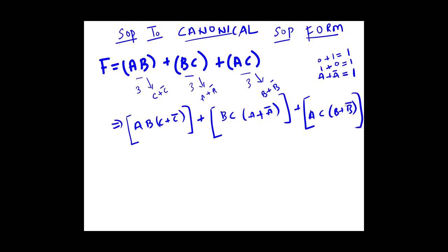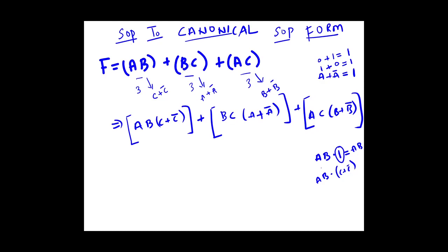So in this equation, even if I don't add this, the sum would be the same. Consider you have AB in this first minterm. When you have AB, if you multiply it with 1, you will get AB. So in place of 1, I am replacing C plus C bar. So I am just writing AB into C plus C bar.